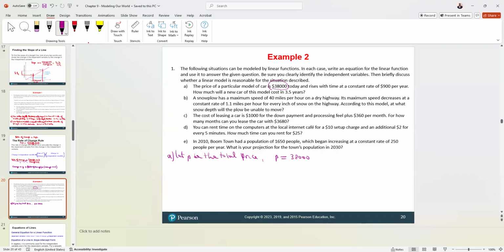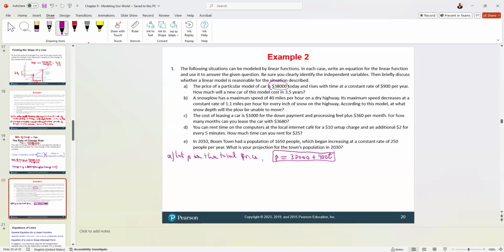So on top of that $38,000, every year you add 900 to it. So plus 900 after the first year, plus 900 after the second year, plus 900 after the third year, etc. So now we know these functions right here would be 900t.